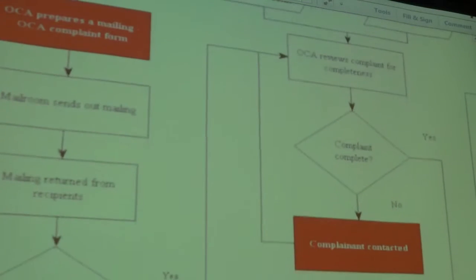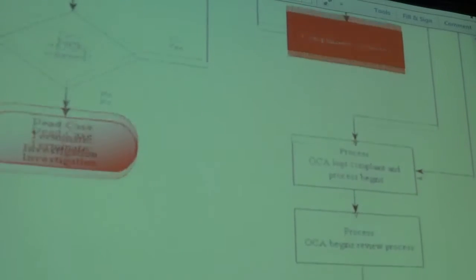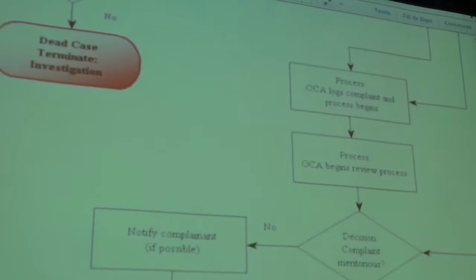Once that's done, there is a critical decision point. Is the complaint complete? No. The person that made the complaint is contacted. Once that individual is contacted and amends the complaint, then OCA goes ahead and reviews the complaint again for completeness. If the complaint is then complete, if it's yes, OCA then logs the complaint and the process begins.